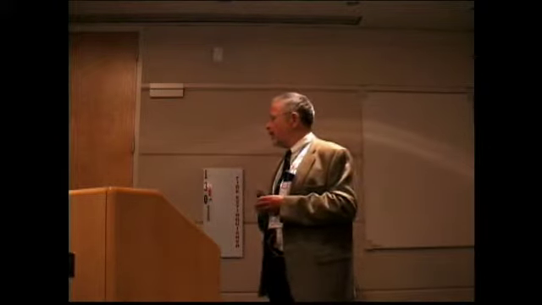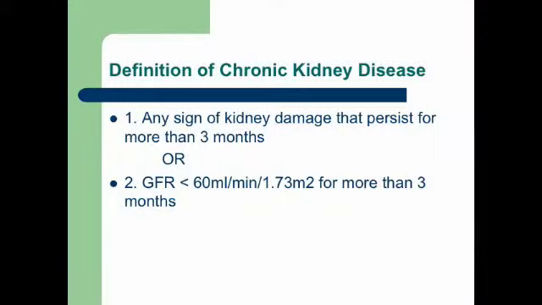What is chronic kidney disease? How do we define that? Well, the National Kidney Foundation, or NKF, have come up with a terminology. Number one, any sign of kidney damage that persists for more than 3 months designates a diagnosis of chronic kidney disease. And that can be protein in the urine.